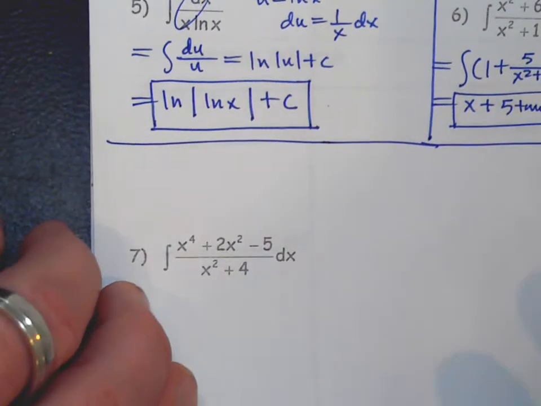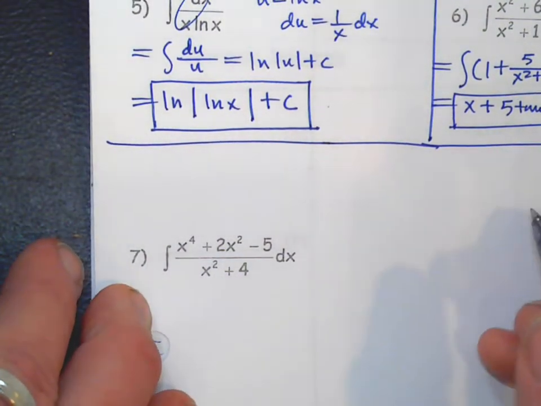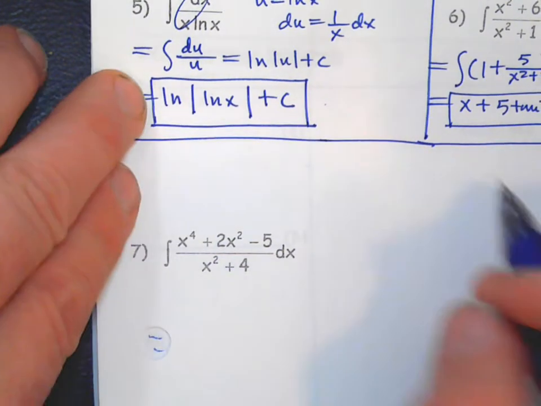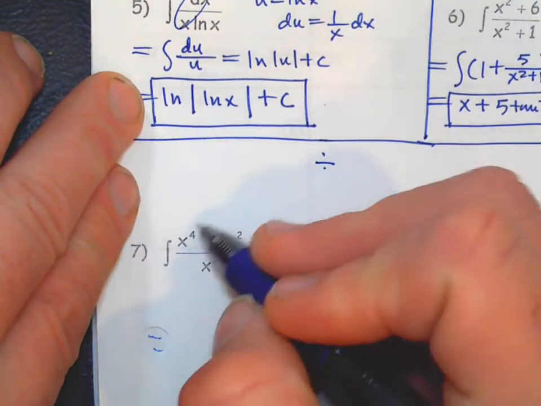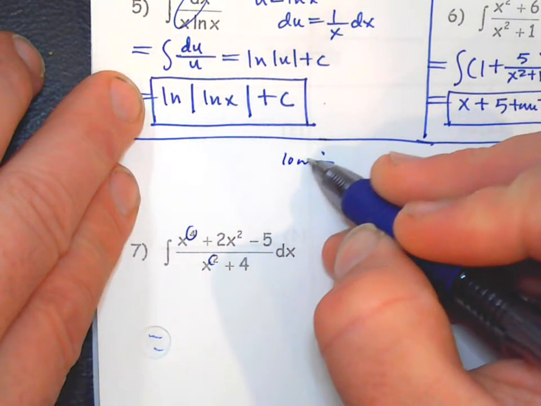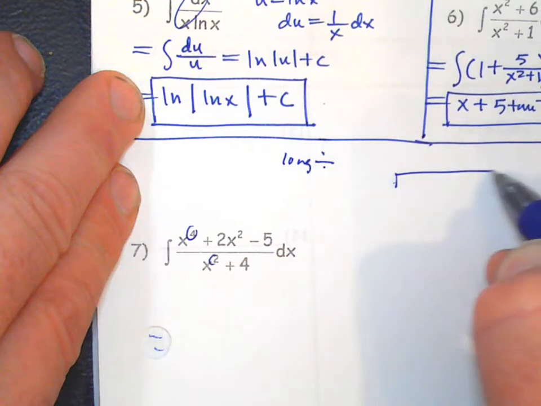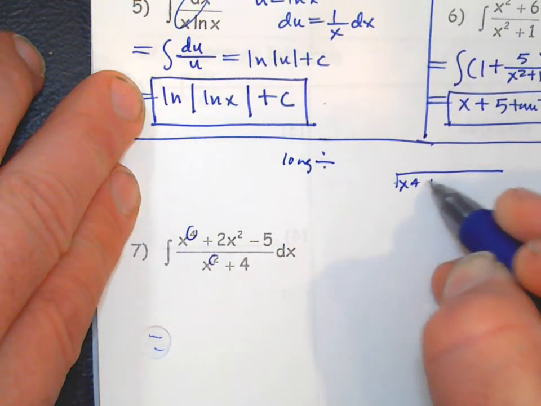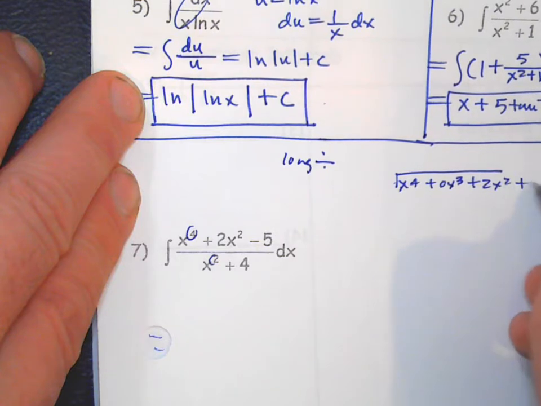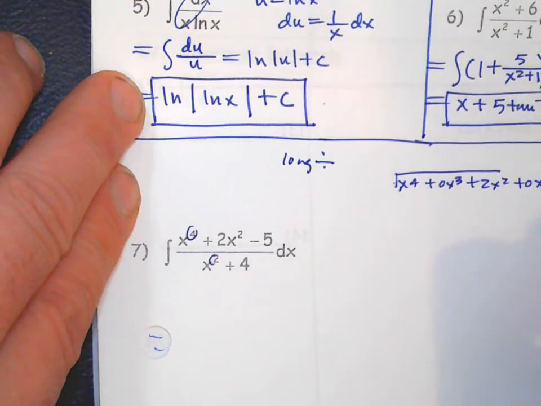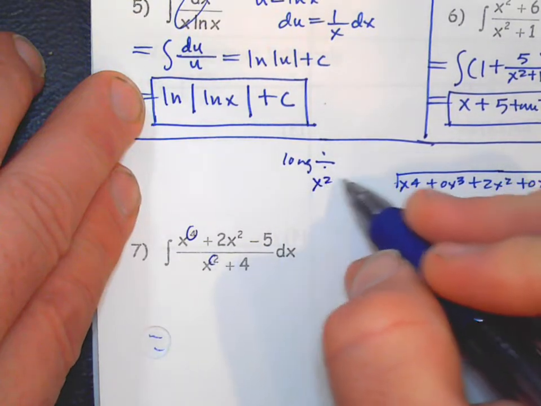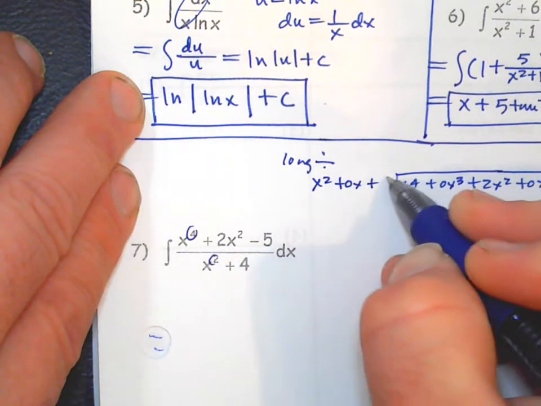Number 7, I don't think u-substitution is going to work here. Because the degree of the top is bigger than the bottom, we got to start with long division. So that's going to be x to the 4th plus 0x cubed plus 2x squared plus 0x minus 5, divided by x squared plus 0x plus 4.